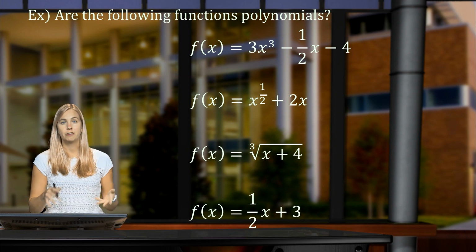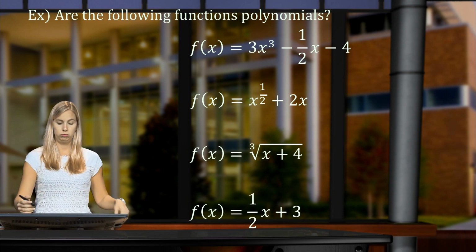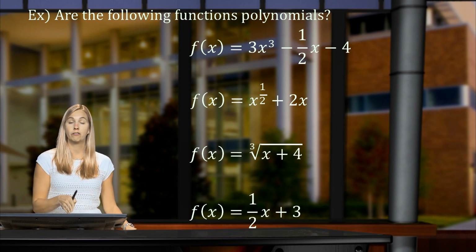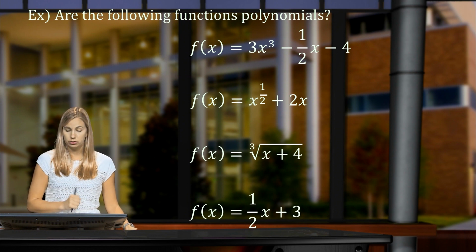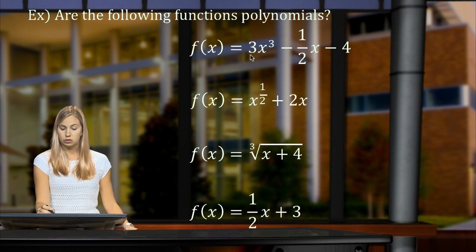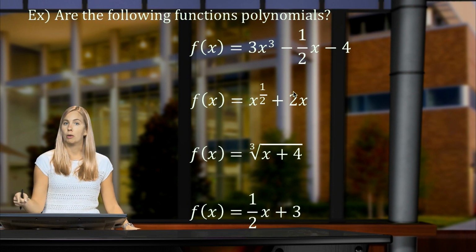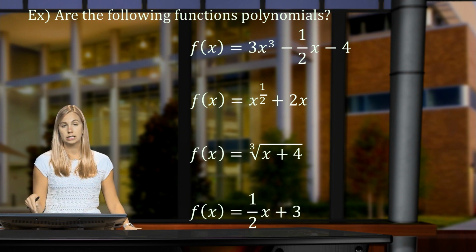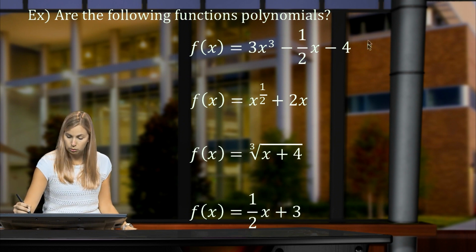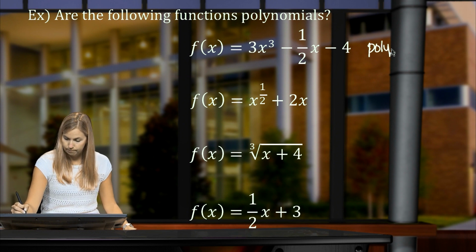Let's first just try to identify polynomials. So looking at these four functions, are they polynomials? f of x equals 3x cubed minus 1/2 x minus 4. We have to go through those two checkpoints. Are my coefficients real numbers? Yes. Are my exponents whole numbers? Yes, so this is a polynomial.